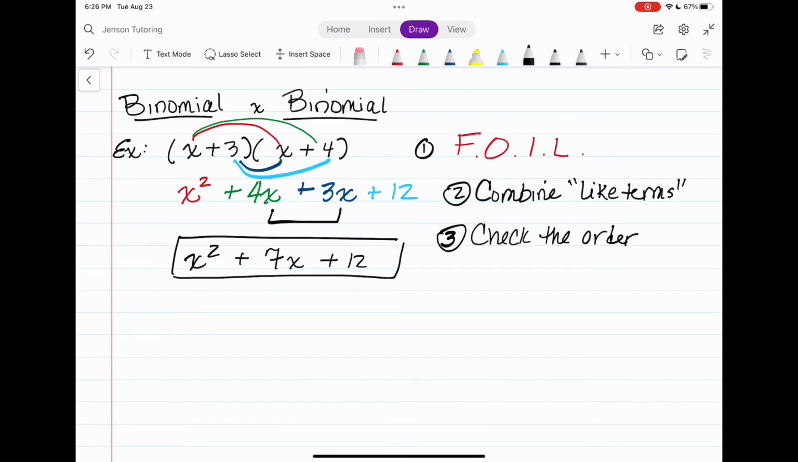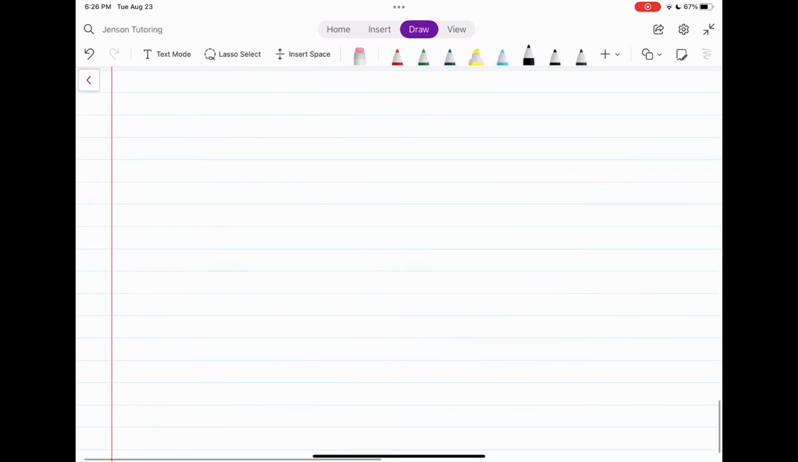So always check your order. Sometimes they'll give you the wrong order just to confuse you. So check it at the end just to be sure.